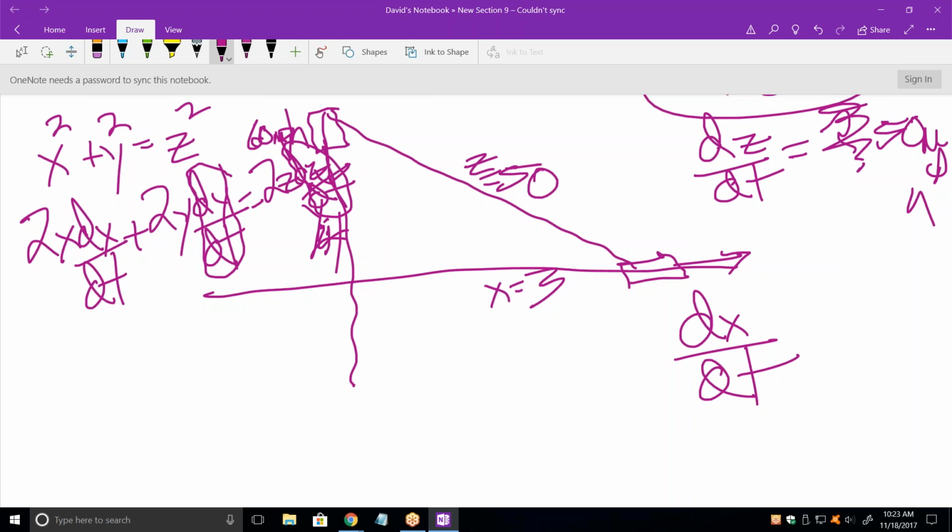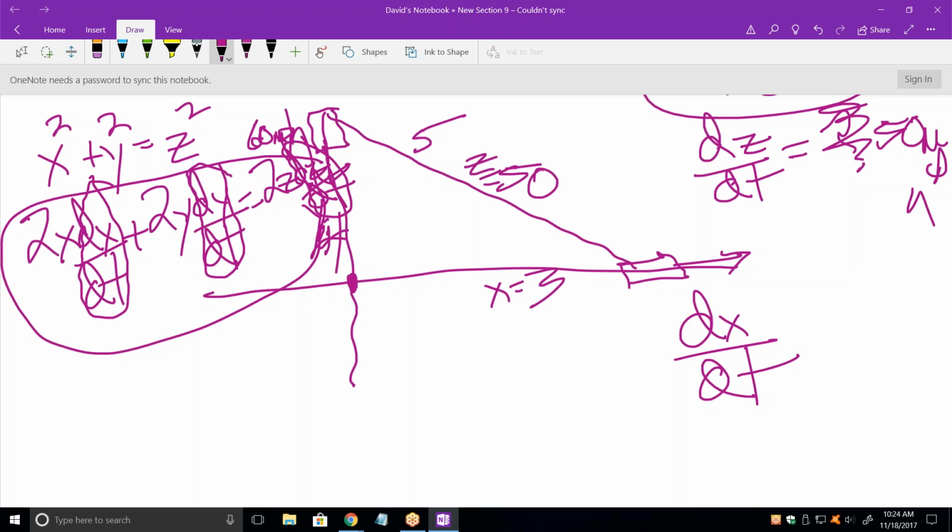So we want to measure it when the cop car is exactly 4 miles from the intersection and the robber's car is 3 miles from the intersection, which makes Z 5 miles. They're separated by 5 miles. Now I've got this equation up here, and I can plug in for X, I can plug in for Y, I can plug in for Z, I can plug in for dy/dt and dz/dt, and I can solve for dx/dt. Again, a related rate. Related by this equation that describes that triangle.